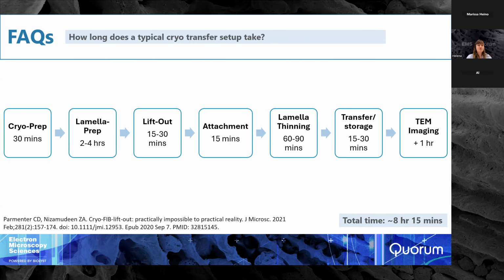But typically, and this is from Chris Parmenter, if we do the worst case scenario, we have 8 hours and 15 minutes to do the full process, which really emphasizes the importance of having a system that can run for a very long time, because this obviously would be continuous working and we can't always work continuously through. So having an auto refill system that allows us to have our system running at cryo temperatures for a very long time means that we don't have to rush through our particular processes.